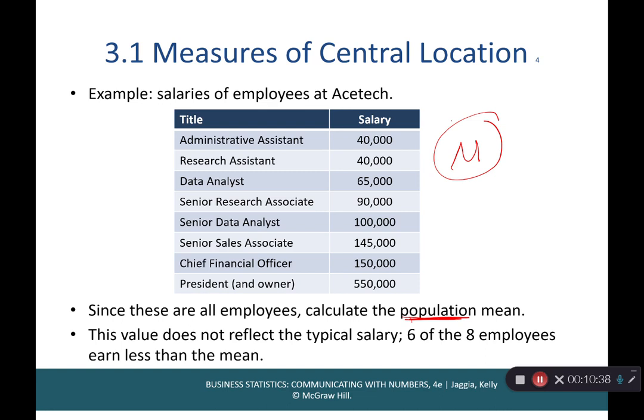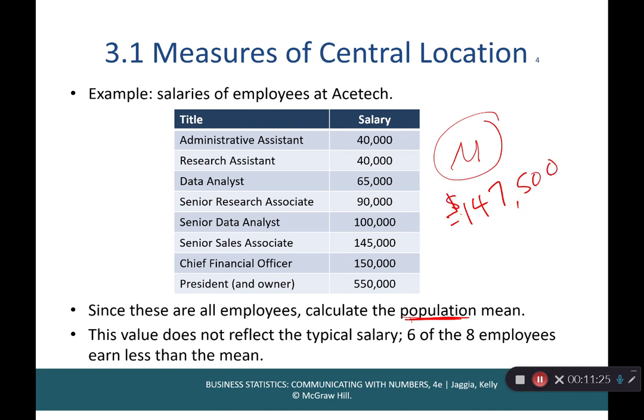So how could we calculate mu here? Well, we would add up all of our values, 40 plus 40 plus 65 plus 90 plus 100 plus 145 plus 150 plus 550. When we add all those up and divide by 8, we'll get our average salary. Let's see if they do that for us. They don't, so I will do it on my calculator. I'll pause. Okay, when I add all these up and divide by 8, I get an average salary of $147,500.